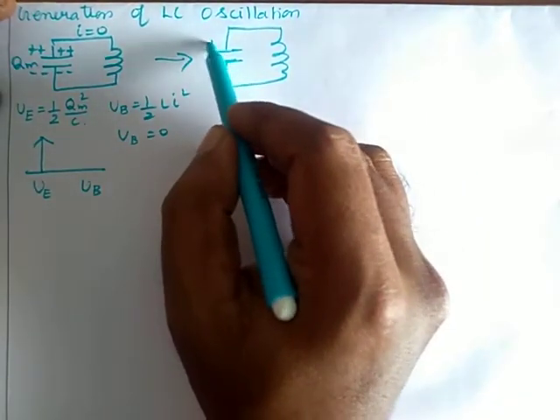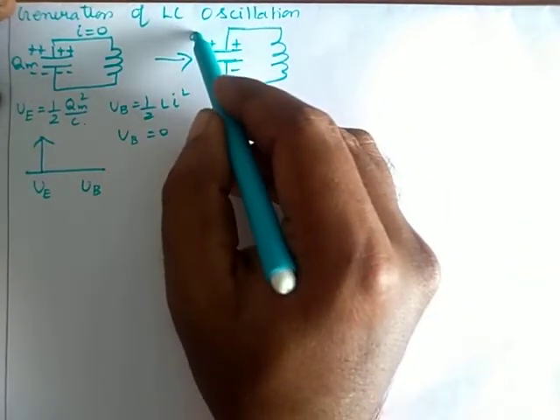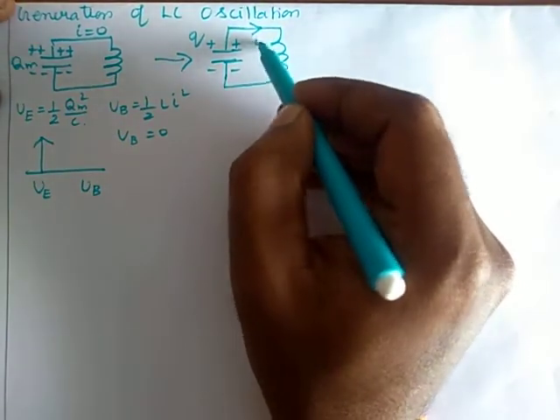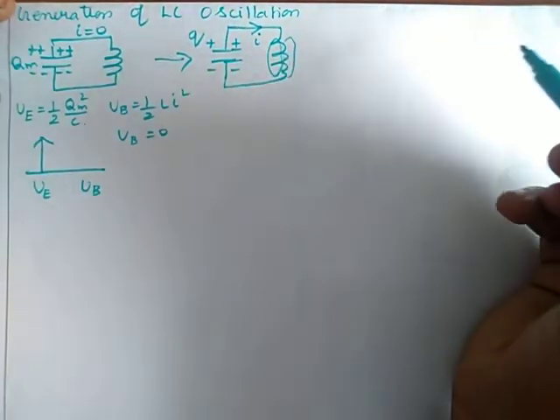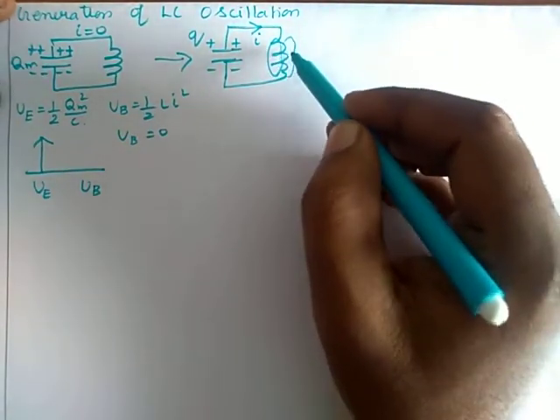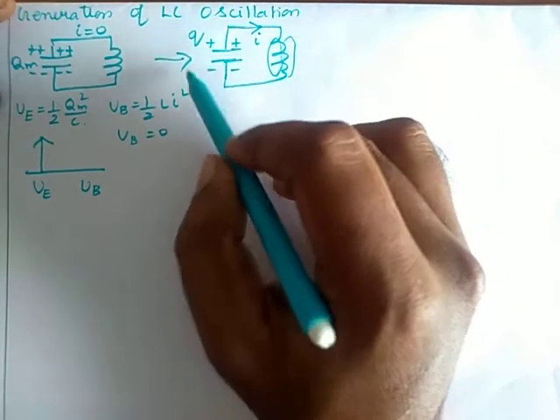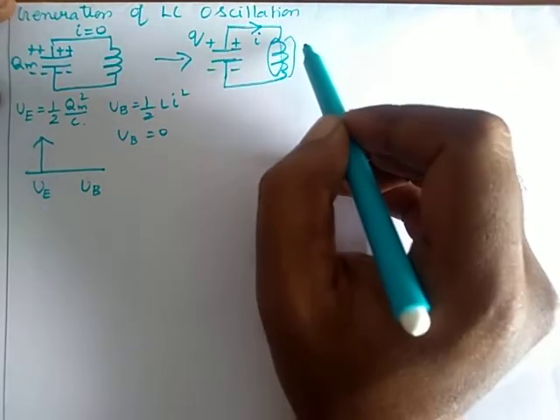Okay, then the charge in the capacitor will decrease, then the charge becomes Q. At that instant there will be a flow of current in a clockwise direction. Due to the flow of current, it produces a magnetic field. Due to this magnetic field, it stores energy. Here the capacitor gives some part of its energy to the inductor.